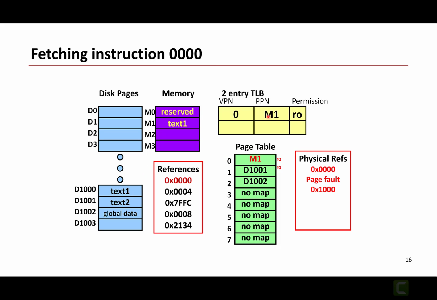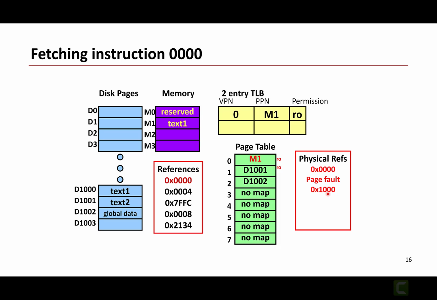So now let's say that now that I have loaded the text 1 into my main memory, now I can service the original instruction fetch by accessing the main memory. So the main memory physical address would be 1, which is the most significant hexadecimal digit, followed by the page offset, which is going to be all zeros.